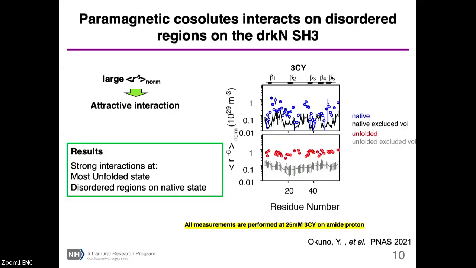And the second observation is that some regions on the native state have high R⁻⁶, which is comparable to the unfolded state. And these regions are all located at the disordered regions on the native state, more disordered and more solvent exposed regions on the native state. So with this observation, we hypothesized that this 3CY probably wants to interact on the disordered and the more solvent exposed regions on the proteins, which sort of intuitively makes sense.